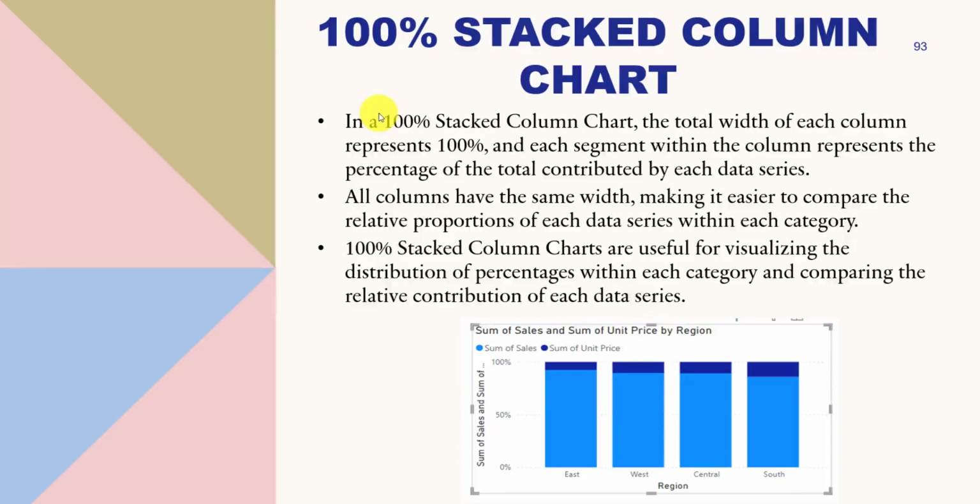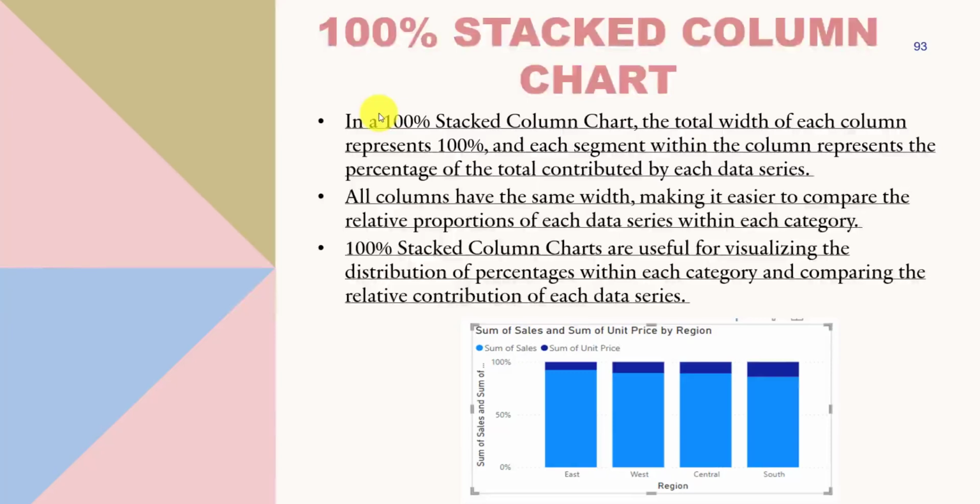Now let's see the last column chart, that is the 100% stacked column chart. It is similar to the 100% stacked bar chart. So the total height of each column represents 100% and each segment within the column represents the percentage of the total contributed by each data series. All columns have the same height, making it easier to compare the relative portion of each data series within each category. These are useful for visualizing the distribution of percentage within each category and comparing the relative contribution of each data series. So this is what the 100% stacked column chart is.